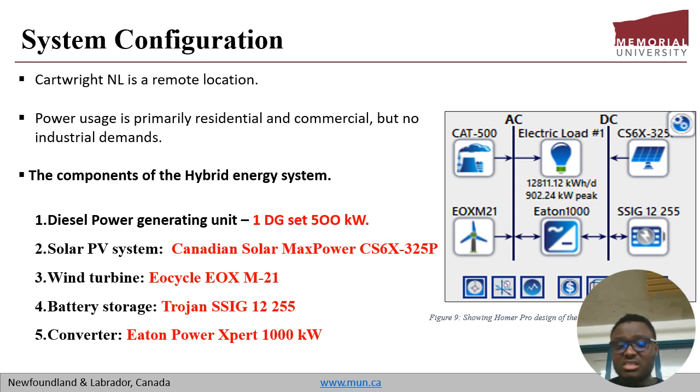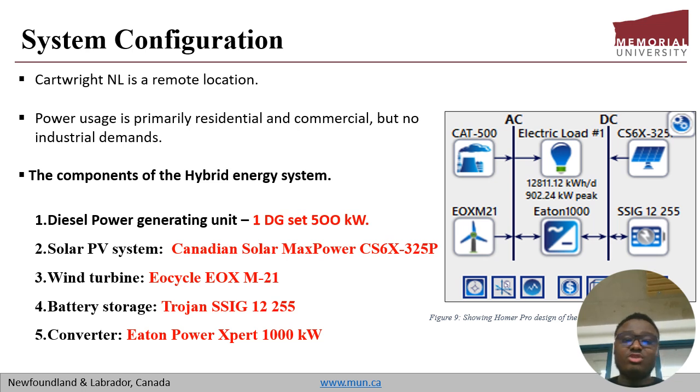This is the system outline in HOMER when we are done making that design. We can see from this that we have about 12,811.12 kilowatt hours per day and a 902.24 kilowatt peak. This is the electric load of Cartwright based on the data that we got from NL Hydro.